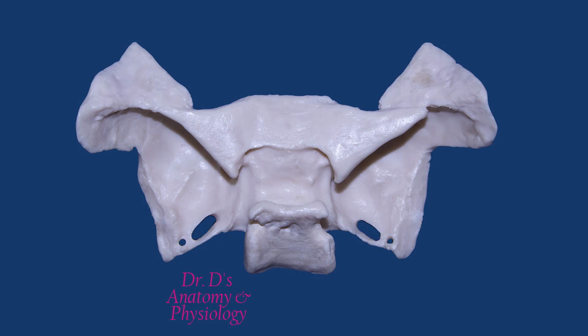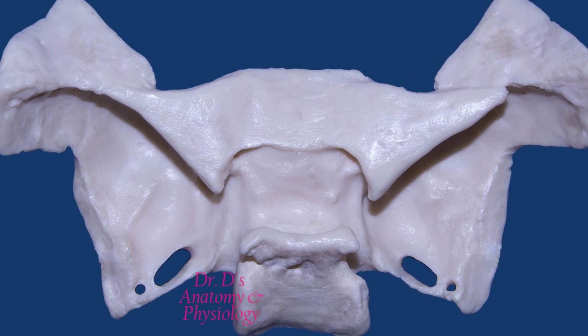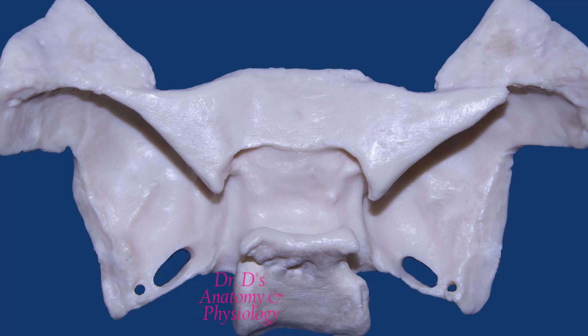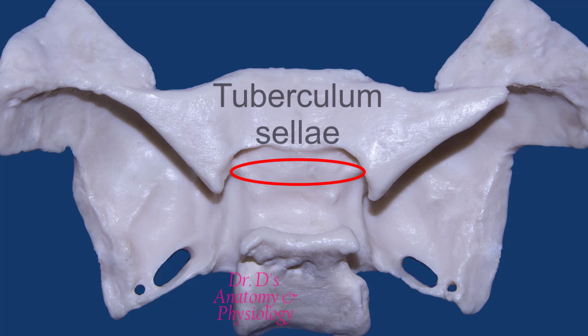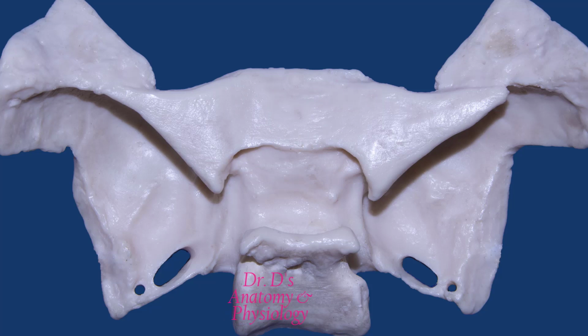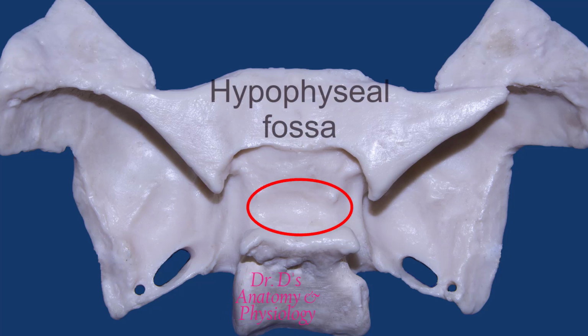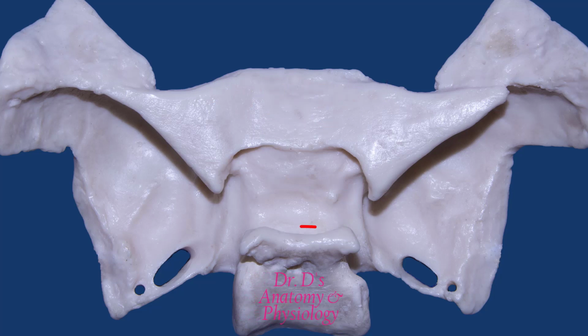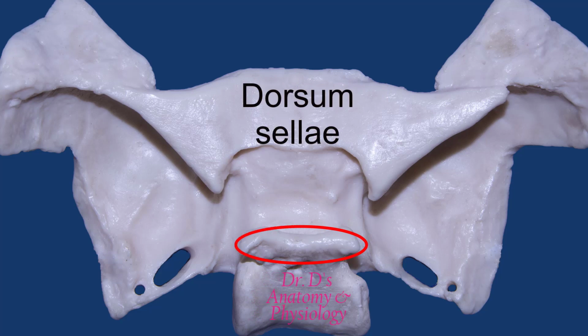If we return to our plastic sphenoid bone, and again identify the sella turcica, we can identify the parts of this sella turcica, this Turkish saddle. First of all, the part that would correspond to the front of the saddle is referred to as the tuberculum celli, and the part that would correspond to the seat is the hypophyseal fossa, also known as the pituitary fossa. And then finally, the back of the saddle is going to be referred to as the dorsum celli.